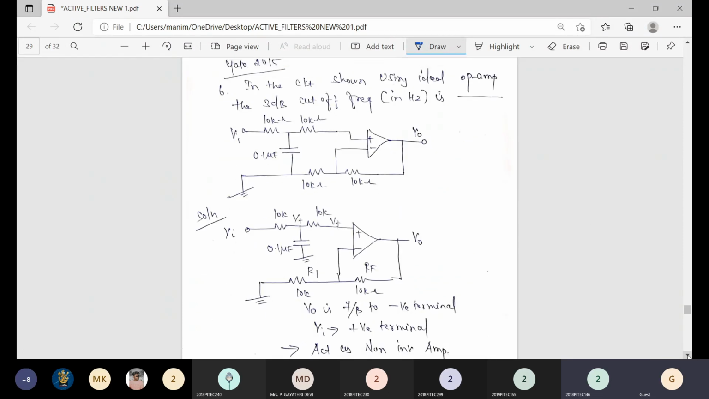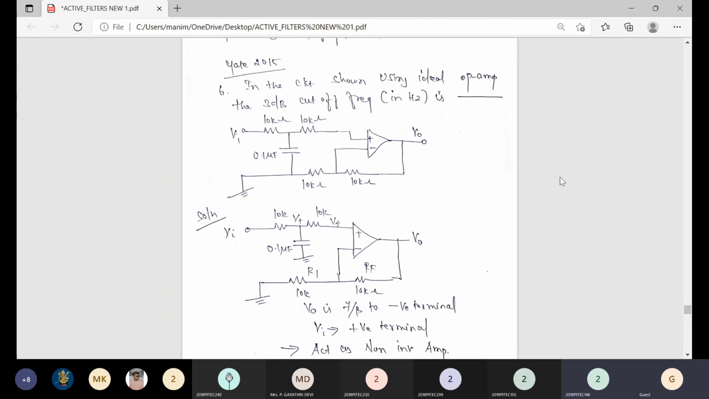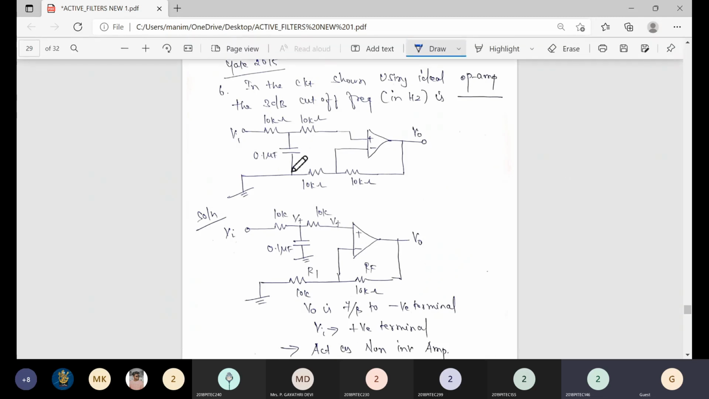Just redraw the circuit. Here this capacitor is connected to ground, and these two resistors are also connected to ground. I separate the ground connections, that is, this capacitor I ground here, and from this resistance I again ground here. Okay, just redraw the circuit.